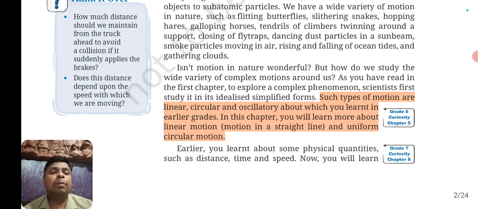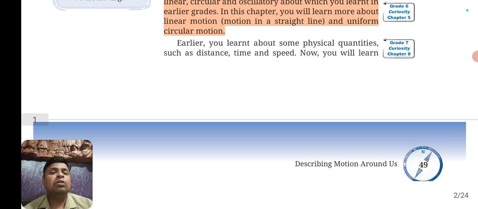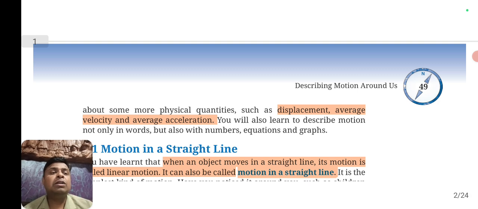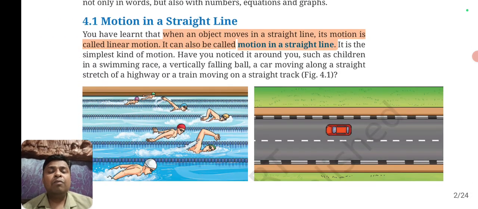So we are going to talk about distance, time, speed. You have heard about it, you have learnt about it. Then we are going to talk about displacement, average velocity, average acceleration, and so on. First of all, whenever an object is moving in a straight line, we say that it is in linear motion.